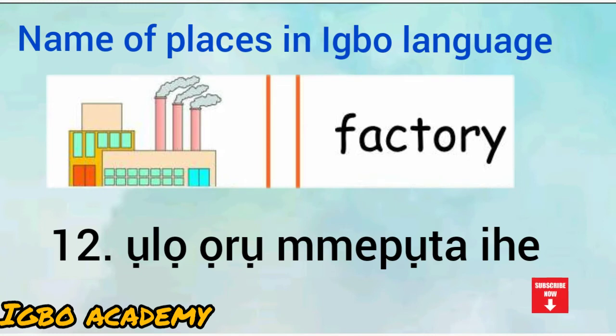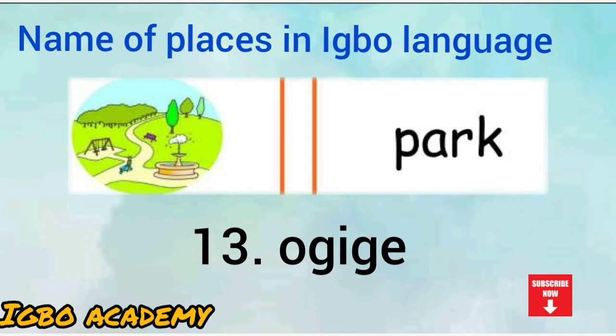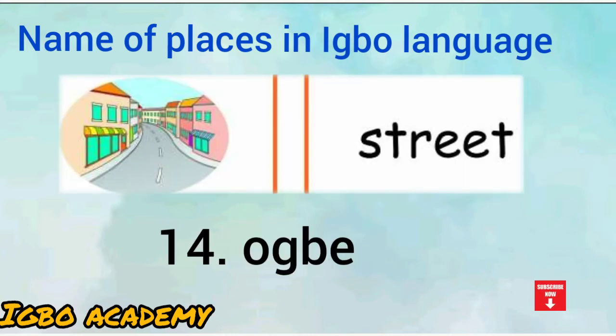Number 12, the factory is called Ụlọ Ọrụ Mmepụta Ihe. 13, the park is called Ogige. Fourteen, the street is called Ogbe.